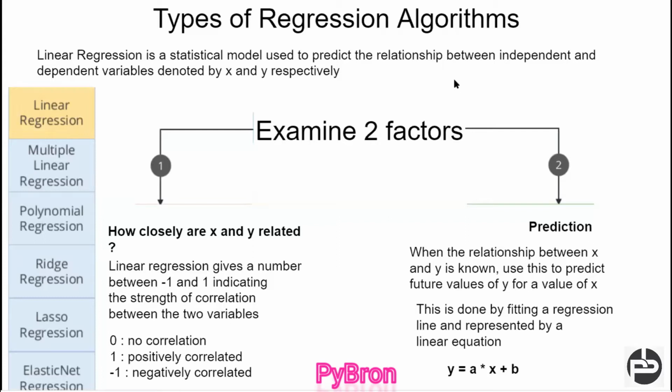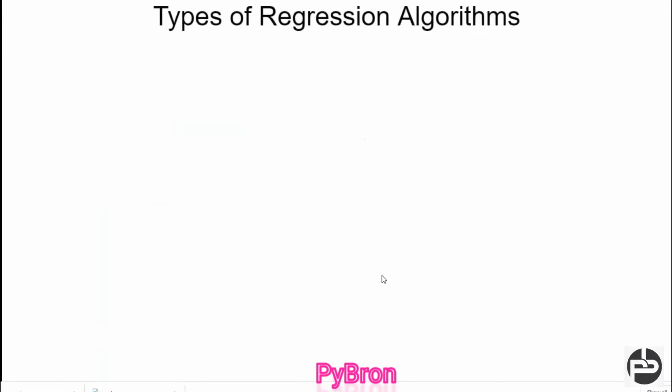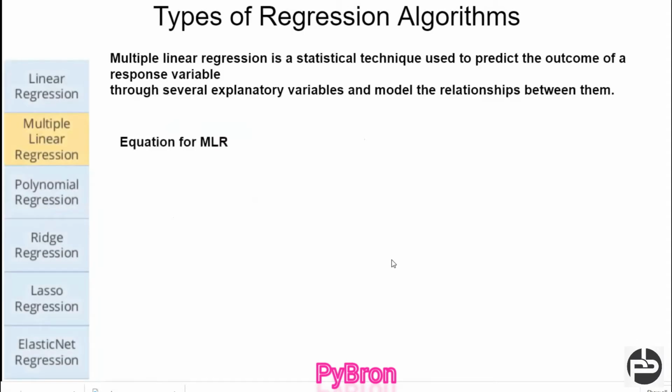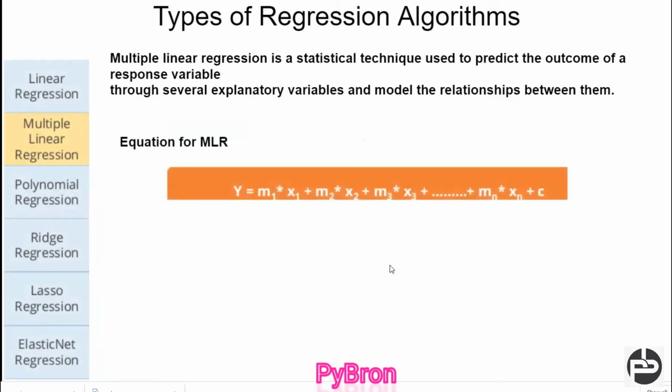The linear regression algorithm is used to establish the relationship between the independent and dependent variables. That's what we are going to learn. We also saw the types of regression algorithms. The first is linear regression, the second is multiple linear regression. In multiple linear regression, if our target column is affected by various inputs or predictors, then we should go with multiple linear regression.